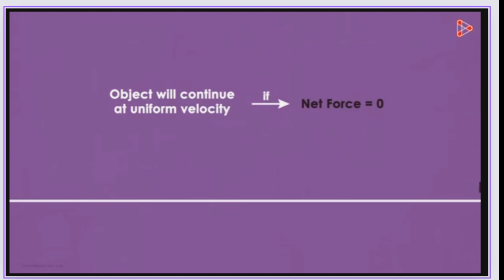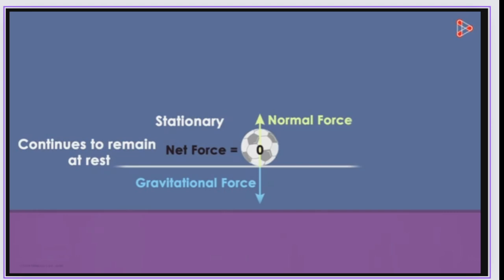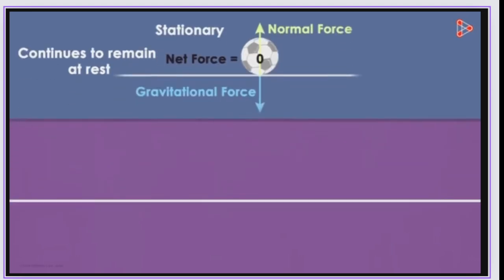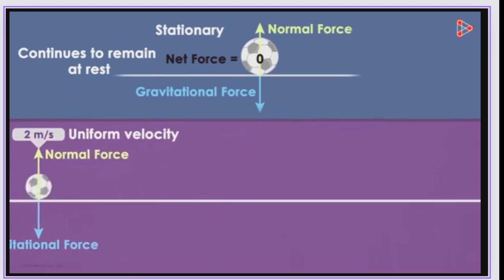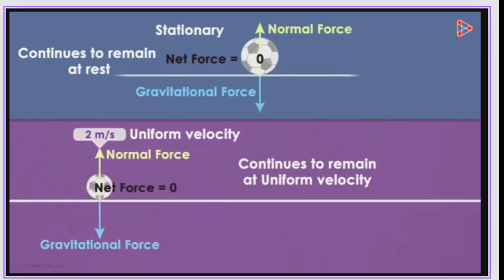So there are two things we've learned here. First, if the object is stationary and the net force acting on it is zero, then it will continue to remain at rest. Second, if the object is moving at uniform velocity and the net force acting on it is zero, then it will continue to move at that same uniform velocity.